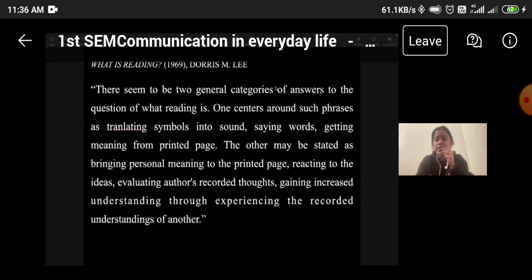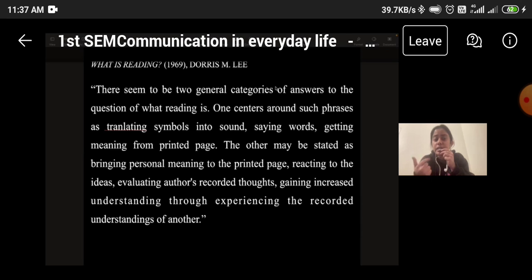Similarly, another definition for reading that we have is by Doris M. Lee in her work, What is Reading? This work was published in 1969. And she says that the answer for what is reading can be divided into two components. The first is where we are merely translating. For example, when you are merely translating in terms of extensive reading or skimming.